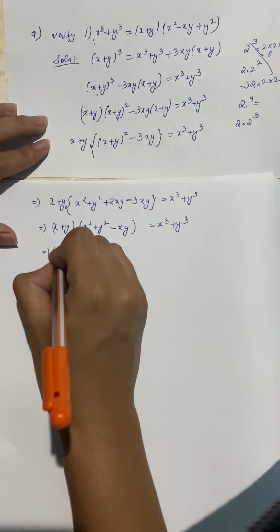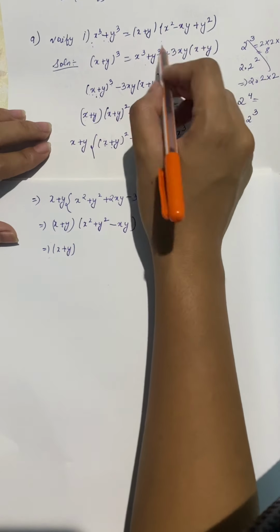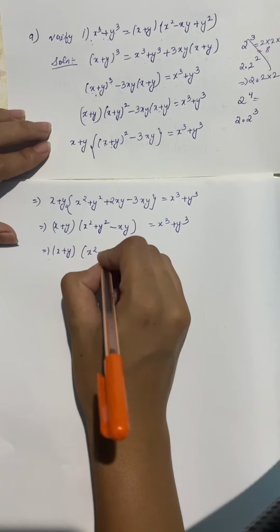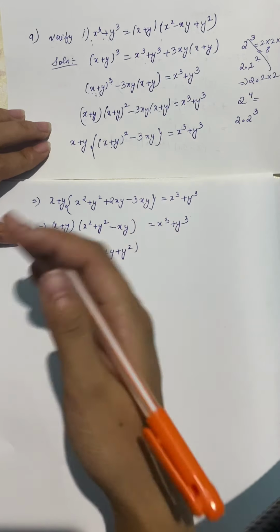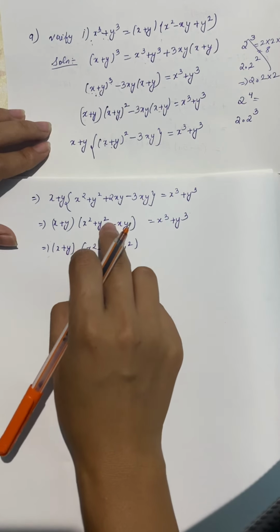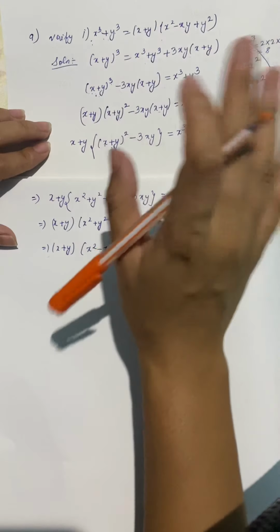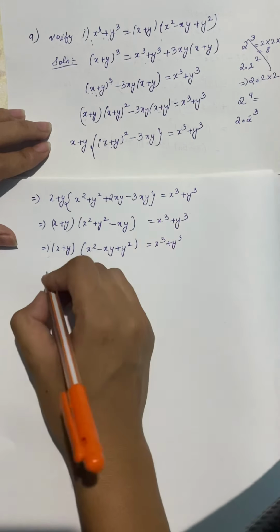So finally you can rearrange and write this in this form: x square minus xy plus y square. I'm just exchanging their place, it will not make any difference. I'm exchanging the place because I want this to be the same as this. It's the same thing either way. So we have proved this. Hence proved.